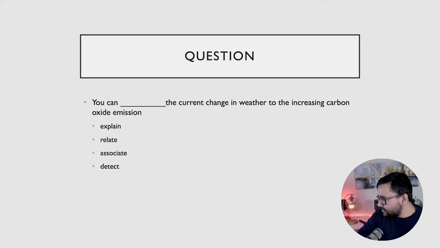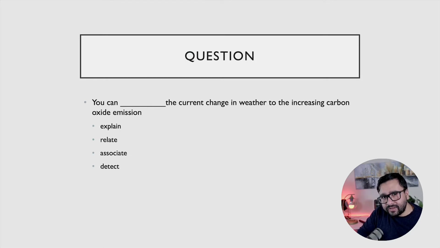And if I read the full sentence, what I can see here is after the current change in weather, we have to. That's a preposition. Now I need to think, what is a more natural combination? Explain to, relate to, associate to, detect to. If I do this, I can eliminate associate and detect, because associate is followed by with and detect is followed by nothing. So the answer is either explain to or relate to.